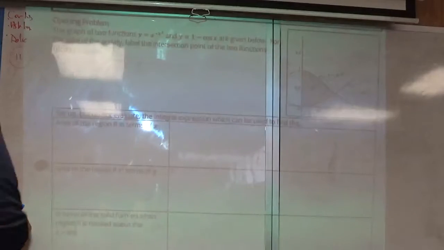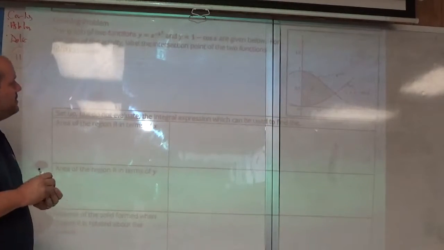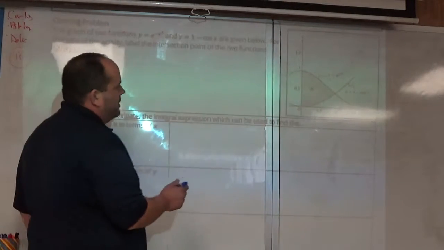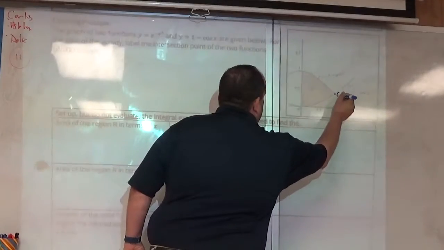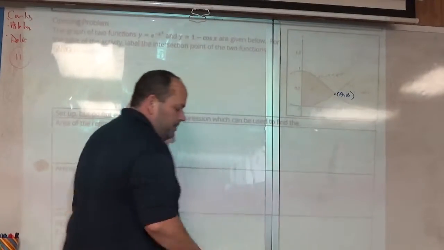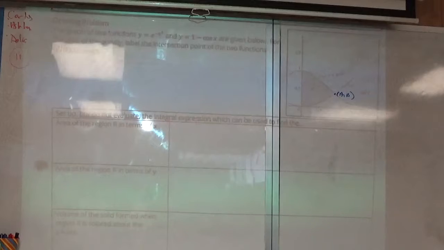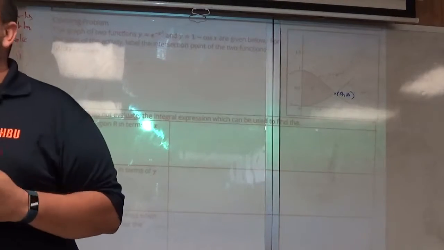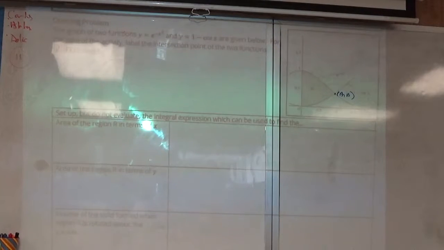All right, so the graph of two functions, y equals e to the negative x squared and y equals 1 minus cosine x, are given below. For the sake of the activity, label the intersection point of the two functions as (a, b). Find the area of region R in terms of x. I would think this is an easy, kind question. Take a minute, see what you can do. What's your setup? Don't type anything into the calculator.